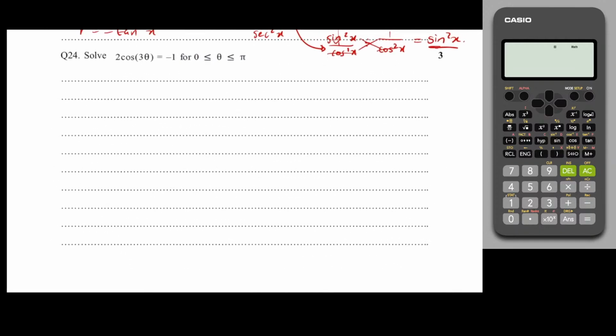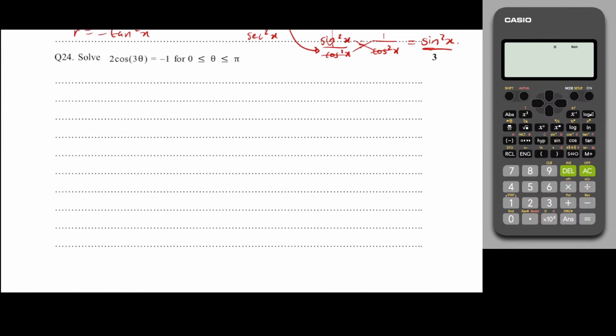Ooh, a bit of working out for this one. Solve 2 cos 3 theta is equal to negative 1 for theta between 0 and pi.